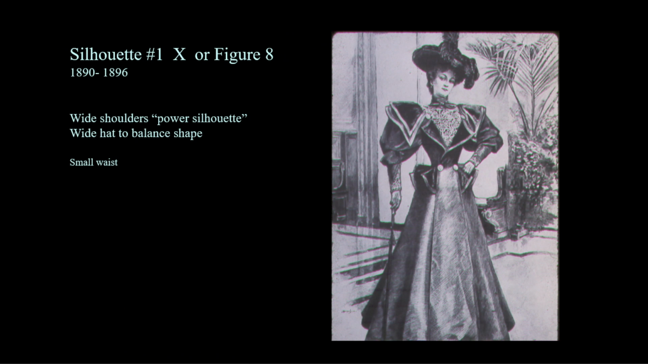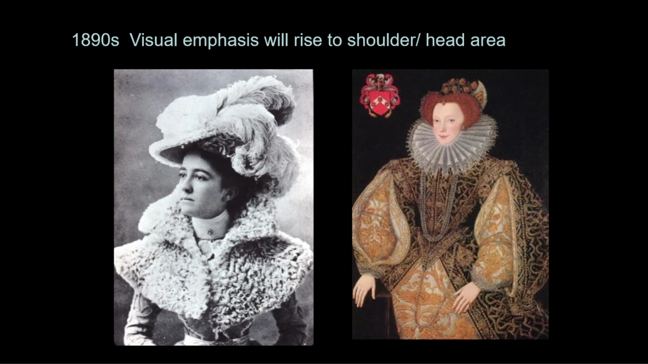The X-shaped silhouette is a power shape, reflecting that women are beginning to find their voice in society. They are fighting for the right to vote, entering the job market, and participating in social initiatives and many reform movements. The waist will look small by comparison, but in fact corsets will ease considerably from the prior bustle era. Visual emphasis will rise to the shoulder and head area.